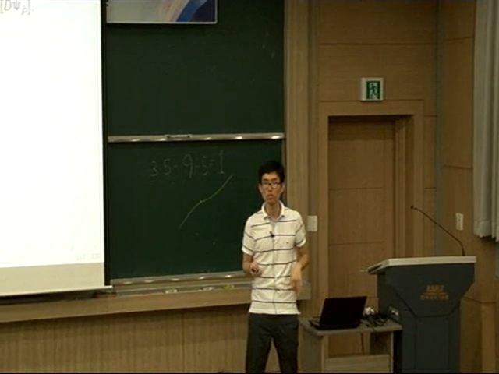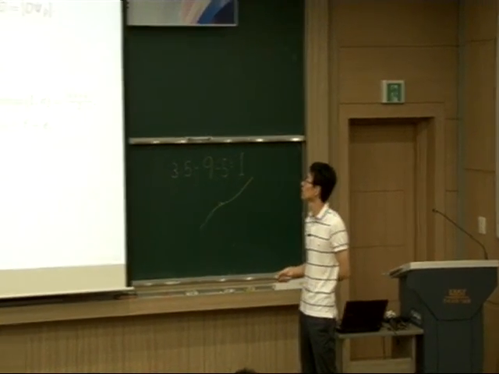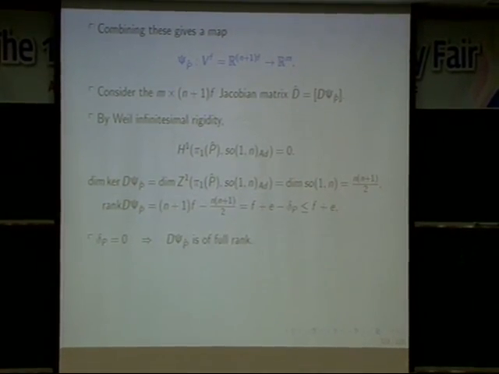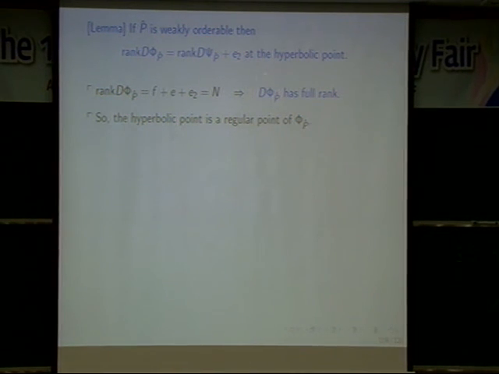So comparing the two Jacobian matrices and their ranks, by some infinitesimal rigidity we can show that finally the original Jacobian matrix of the Weinberg equations has full rank. It means that the differential is surjective.